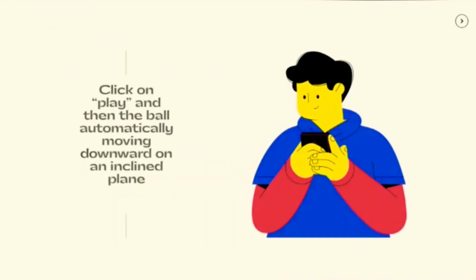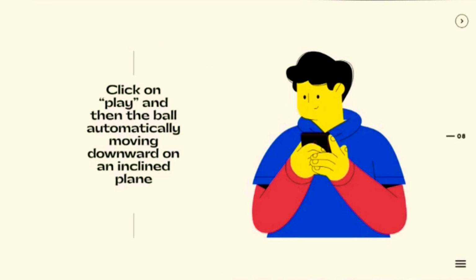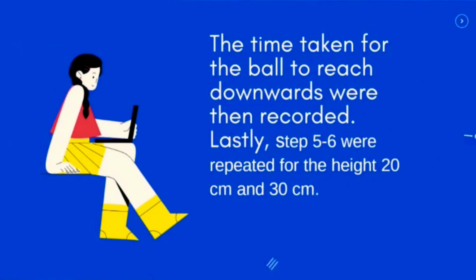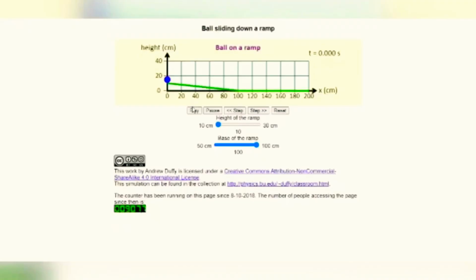Next, click on play and then the ball will automatically move downward on an inclined plane. And then, the time taken for the ball to reach the bottom was recorded. And finally, steps 5 to 6 were repeated for heads of 20 cm and 30 cm. Okay, for the 3 heads we use 10 cm, 20 cm and 30 cm.